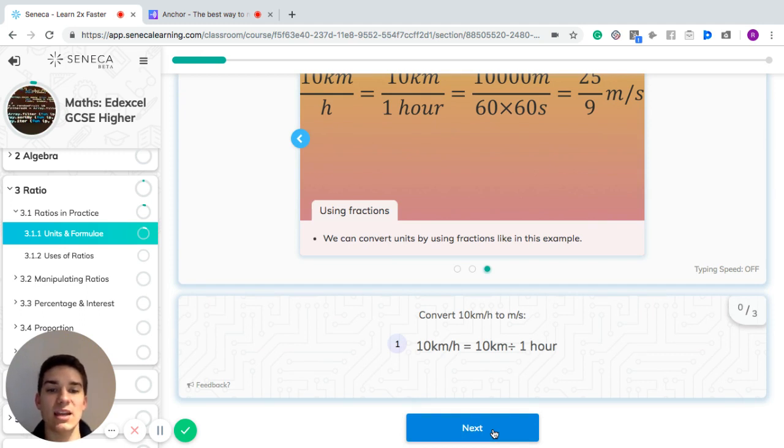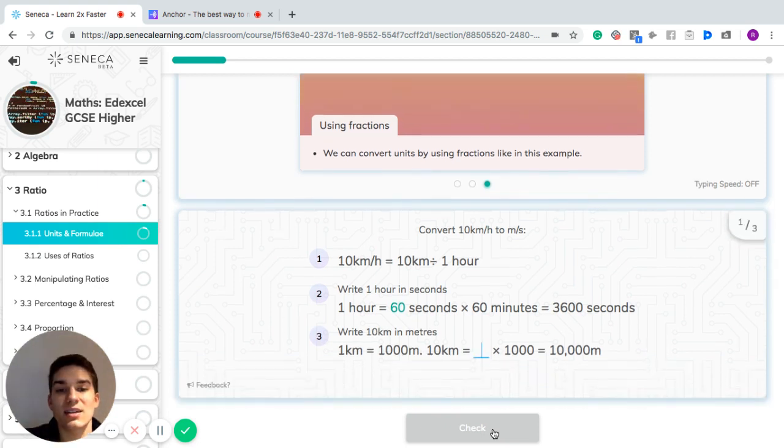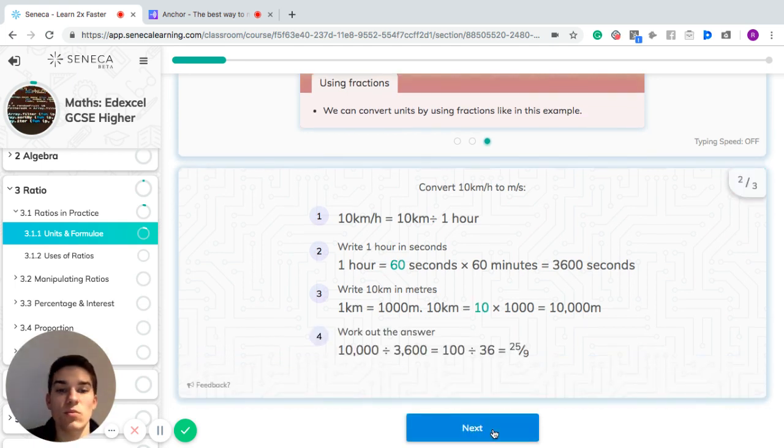So when we want to convert 10 kilometers per hour to meters per second, first of all, think, okay, 10 kilometers per hour is 10 kilometers divided by 1 hour. And in 1 hour, in terms of seconds, there is 60 seconds times 60 minutes, which is 3,600 seconds. And write 10 kilometers in meters. Well, 1 kilometer is the same as 1,000 meters. So 10 kilometers is equal to 10 times 1,000 meters, which is 10,000 meters.